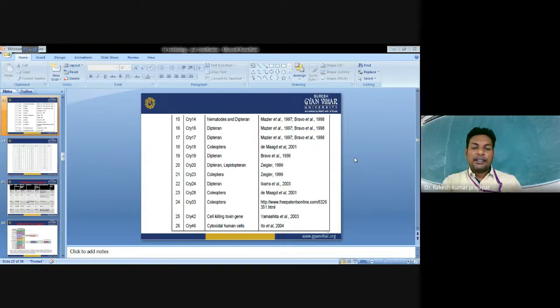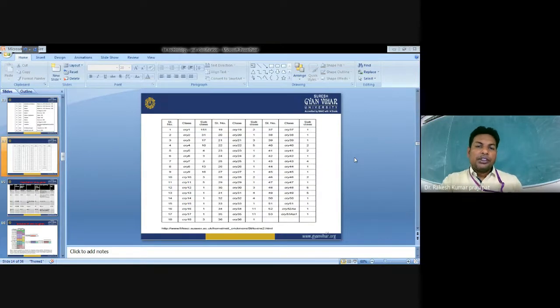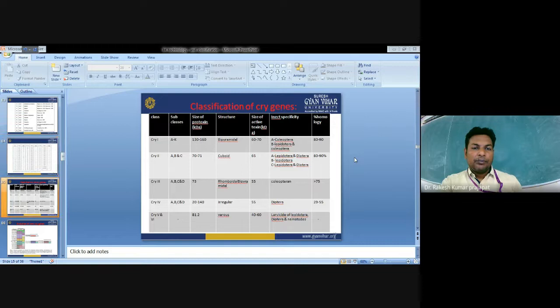It's a long list, you can see here. Cry42 is a cell-killing toxin gene, cytocidal to human cells, and Cry46 is also cytocidal to human cells. So these are the various cry genes, which further have different subclasses. You can see here. I am not going into the detail of all these things.